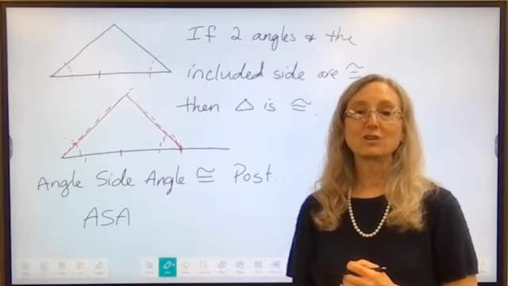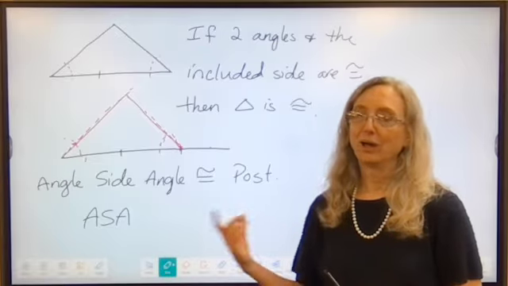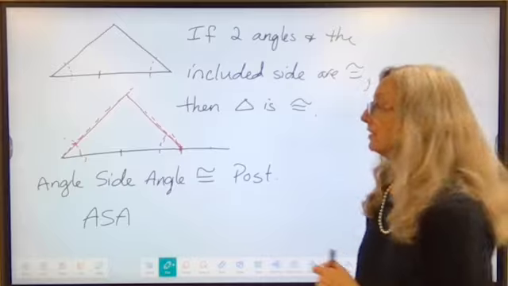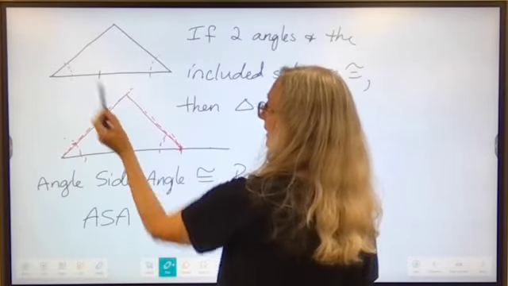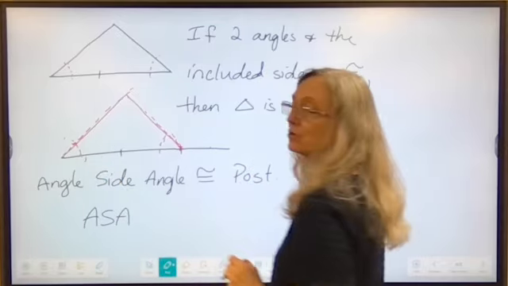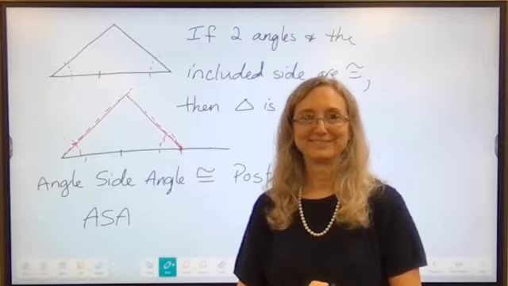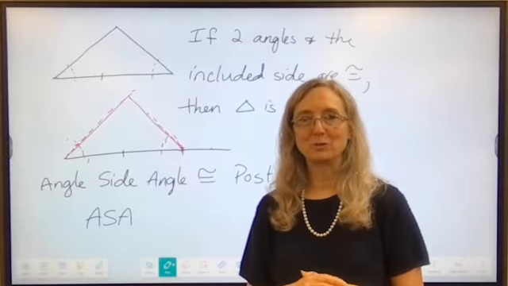So this is called the angle-side-angle congruence postulate, otherwise known as ASA, for angle-side-angle. Notice angle-side-angle, angle-side-angle, those correspond. Therefore, you have the entire triangle. Again, I don't have to have all three angles or all three sides.